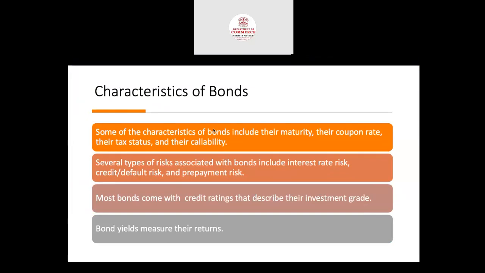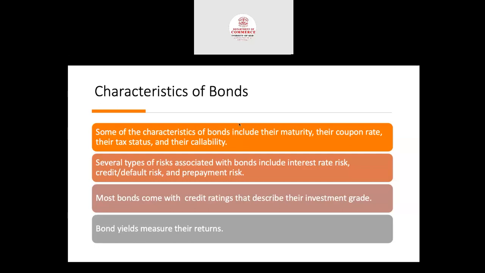Some of the characteristics of bonds include their maturity, their coupon rate, their tax status, and their callability. Several types of risk associated with bonds include interest rate risk, credit default risk, and prepayment risk. It's already discussed. Most bonds come with credit ratings that describe their investment grade. So when you purchase bonds, you definitely learn the credit rating of the bonds. Credit rating means the rating by an agency about the bond's capacity to repay your debt. The rating may be like triple A, double A, or triple B, double B, B plus, B minus, A plus, A minus, or something like that. If the credit rating is triple A, you can definitely purchase the bonds because the bond is very good and there will not be any default risk at all.